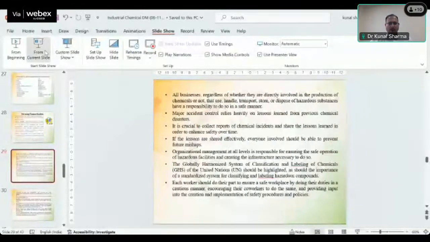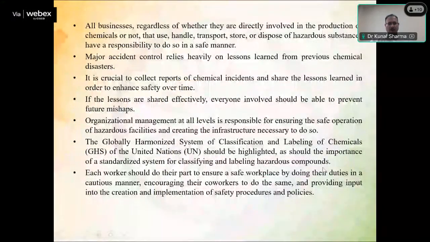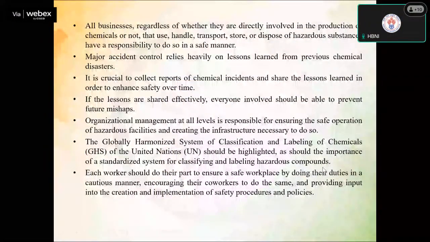The slide is still not visible. Can everybody see the slide? No, sir. Awesome. Oh, there you go. Yes, visible. Okay.